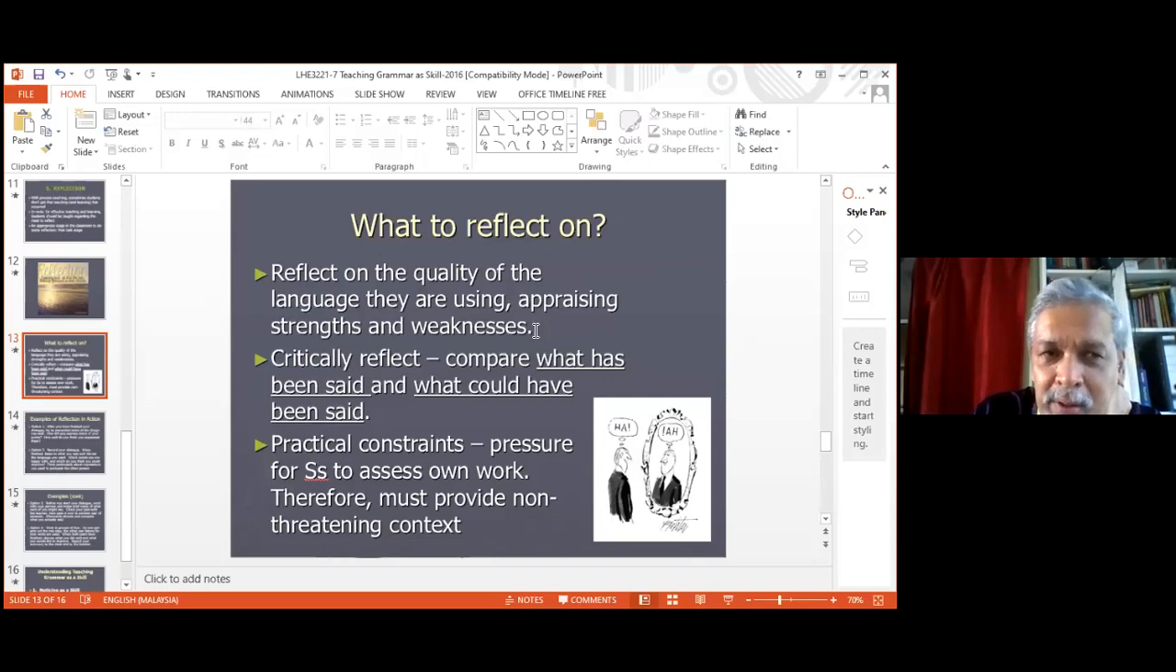Not after the lesson is done, everything is finished. Then they come in for the next lesson, they listen, and when it's done, it's finished. They forget everything, or they don't think about what happened. But if we can develop a habit of reflecting on the quality of the language they are using, praising their strengths and weaknesses, what's right, how they said things correctly, how they said things poorly, then maybe they can improve faster.